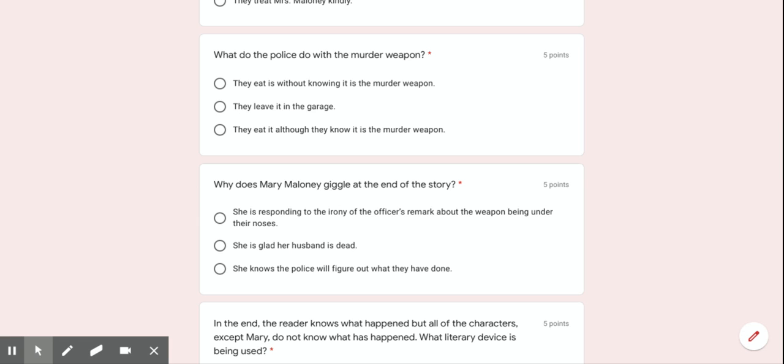Next, what do the police do with the murder weapon? A, they eat it without knowing it is the murder weapon. B, they leave it in the garage. Or C, they eat it although they know it is the murder weapon.